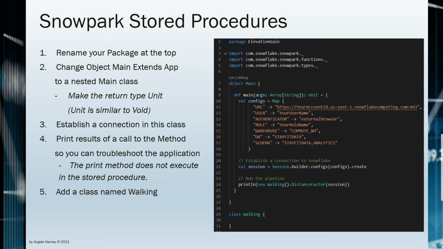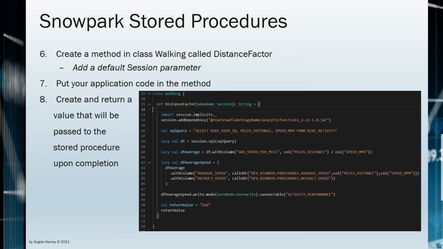Add a class named Walking. Create a distance factor method in the Walking class and copy your code into the method. Remove all .show statements. Create a variable and send it as a result to specify the code has reached completion. It may not be successful, but it has completed.